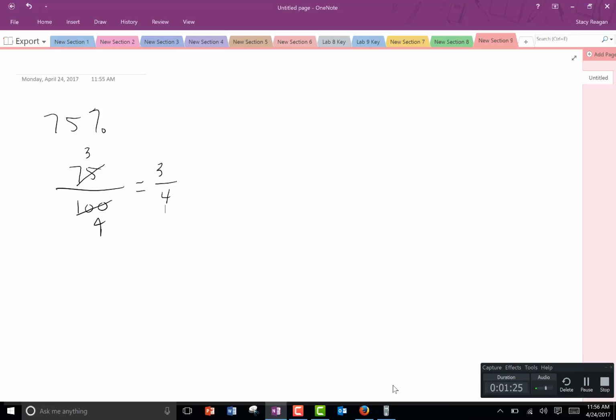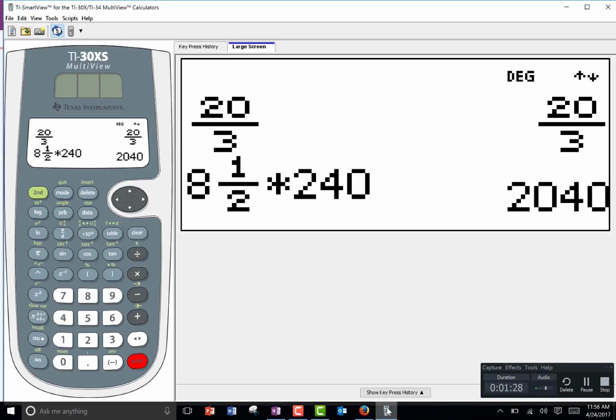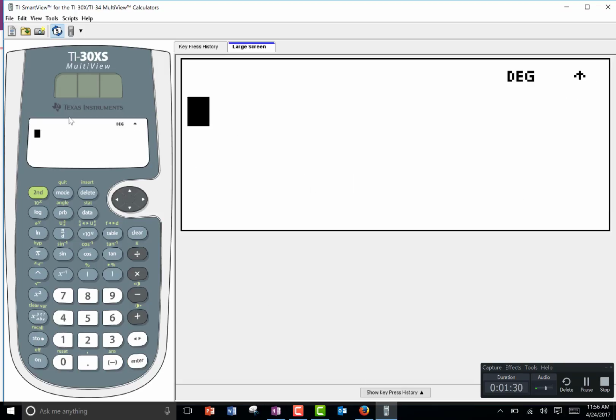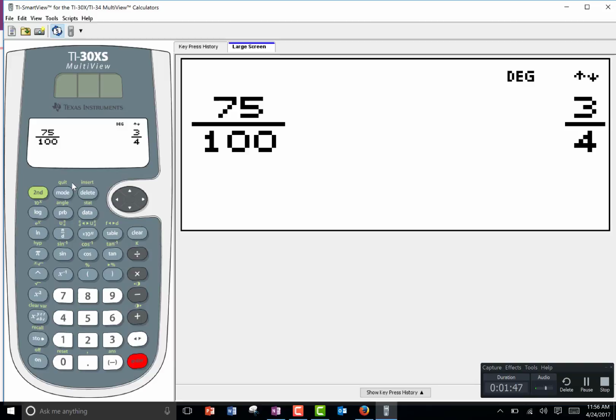Let's assume, though, that we're not good with fractions, because a lot of people hate math, and one of the reasons is they're bad with fractions. So I hit my fraction key and I put 75 and I put 100 on the bottom and I hit enter, and it reduces it for me. Now that one you could probably do on your own.